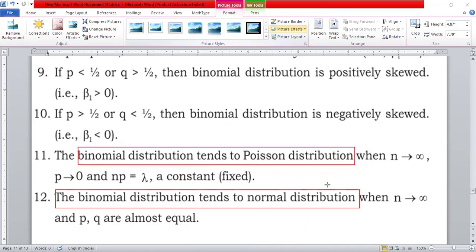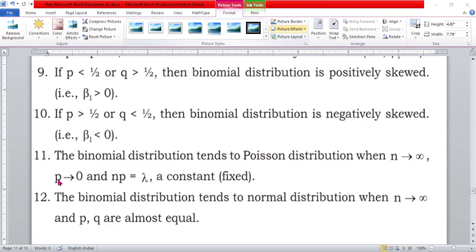Yes, we are already solving 8 or 7 questions in the question bank. And the 12th one, only a condition, no problem. Under what condition does the binomial distribution tend to the normal distribution? That is when n tends to infinity and P and Q are almost equal. So this is the binomial distribution. Properties are most important. We are able to clear Section A and Section B also.